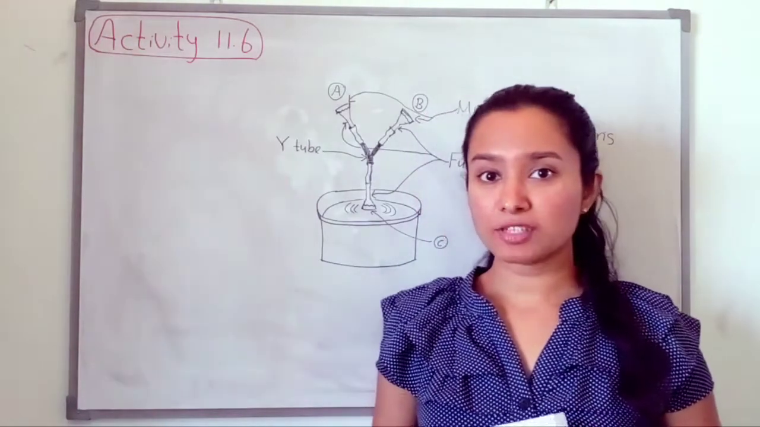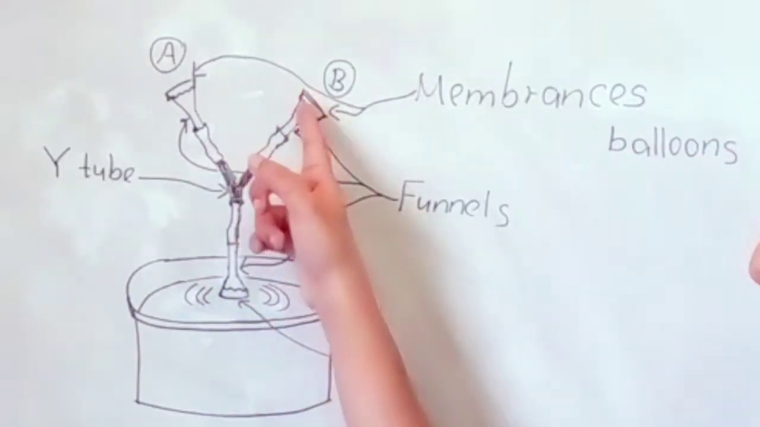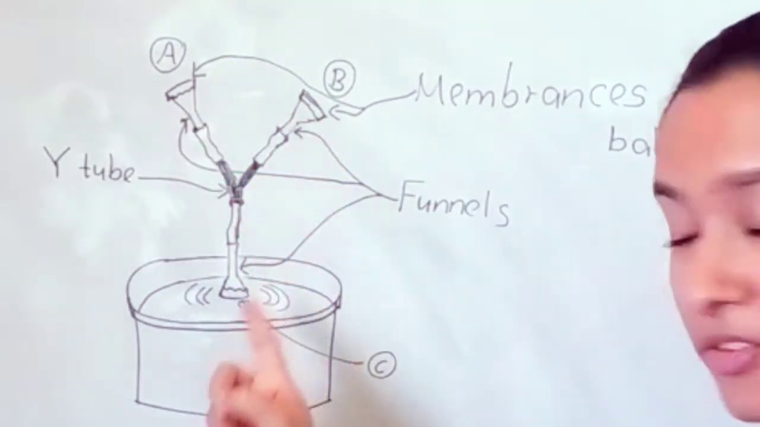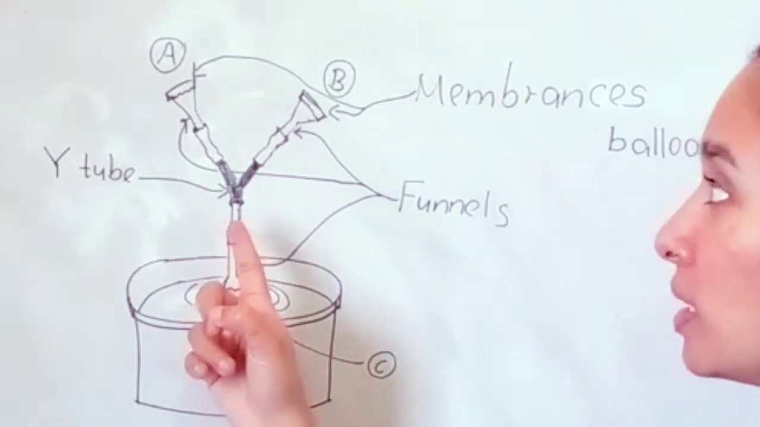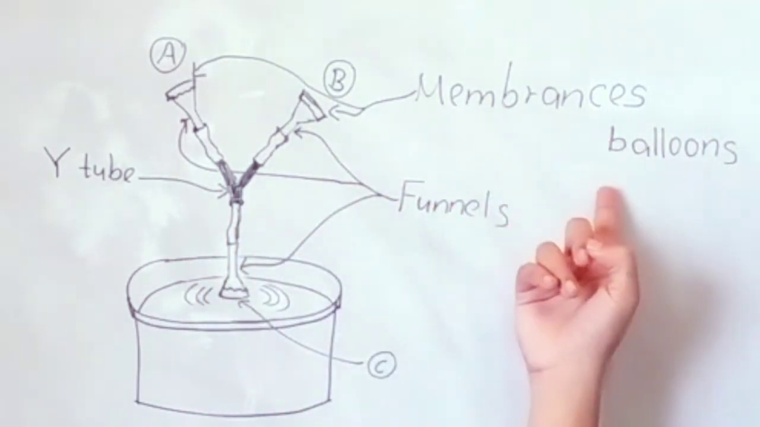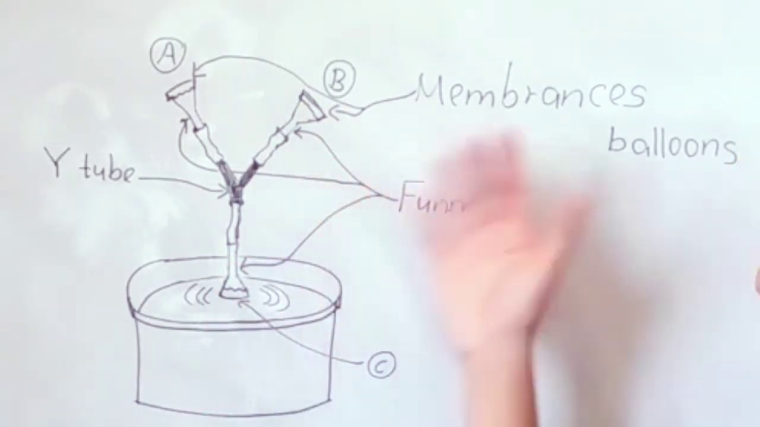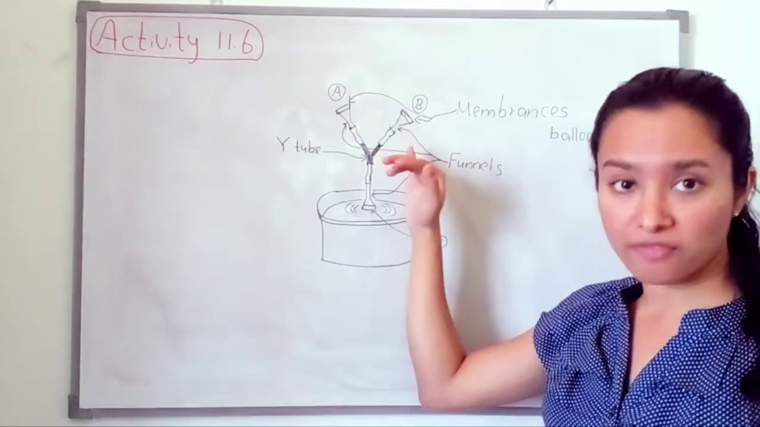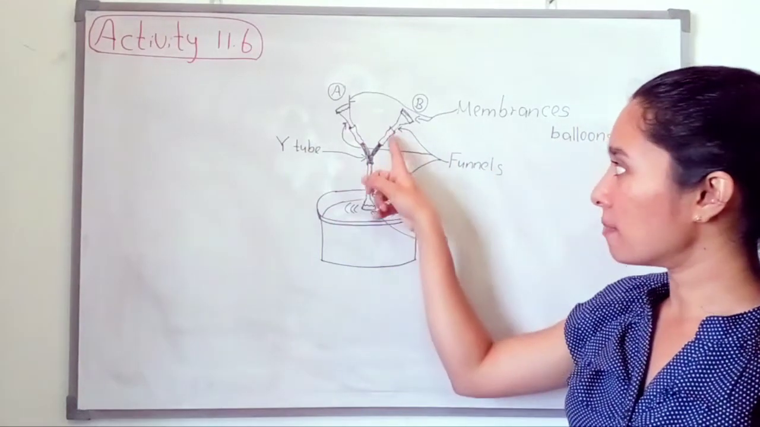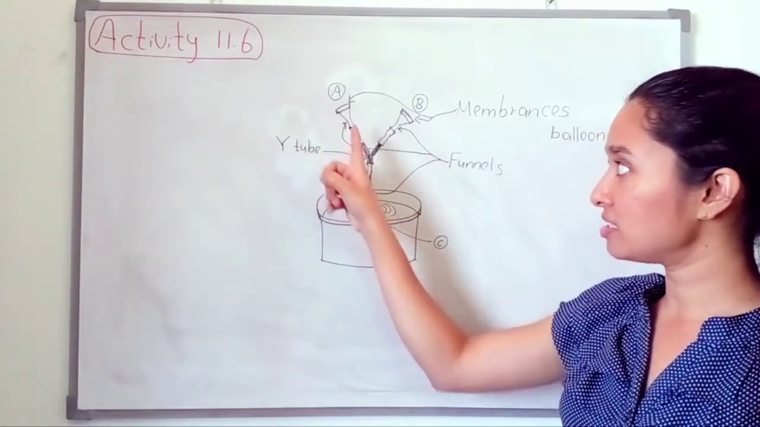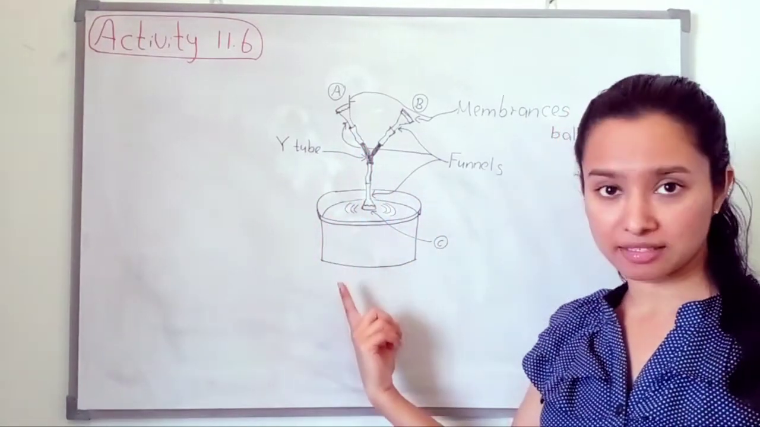Activity 11.6. Here you need 3 funnels. These are the 3 funnels, and a Y tube. This is the Y tube, and membranes of balloons. These are the membranes of balloons. Those membranes are connected to the funnels, okay, as in the figure. Then some rubber tubes to connect the funnels to the Y tube, and a water basin.